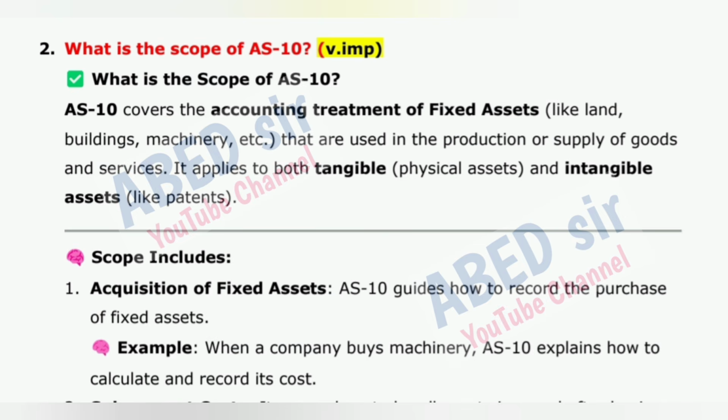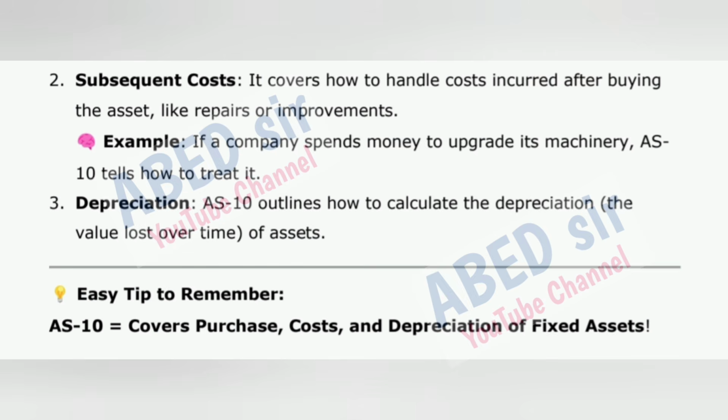Scope includes: 1. Acquisition of fixed assets. AS 10 guides how to record the purchase of fixed assets. Example: when a company buys machinery, AS 10 explains how to calculate and record its cost. 2. Subsequent costs. It covers how to handle costs incurred after buying the asset, like repairs or improvements. Example: if a company spends money to upgrade its machinery, AS 10 tells how to treat it.